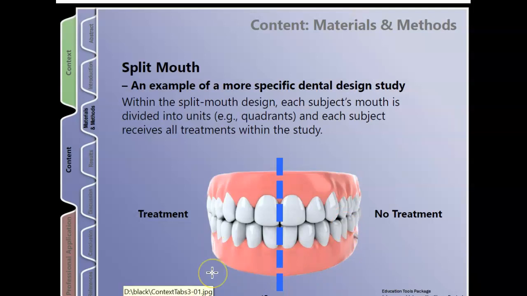So anytime you want to try out a dental product, like flossing, brushing, fluoride, or polishing, we may do a split mouth design where one half of the mouth is given a treatment, the other half of the mouth is not given a treatment, and then we compare. After a period of time, we compare how the mouth looks.